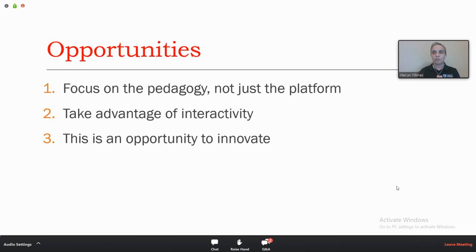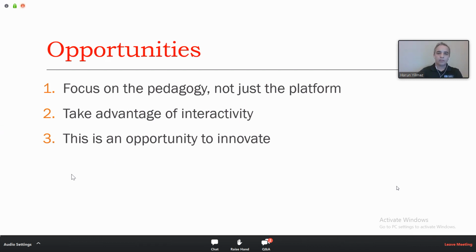And you need to focus on the pedagogy, not just the platform. As you know, there are many platforms and technologies outside, like learning management systems, like Blackboard, Moodle, Google Classroom, and there are many elements and platforms outside, but it takes time to learn those platforms, okay? So you need to focus on the pedagogy, which is the art and science of teaching, okay?